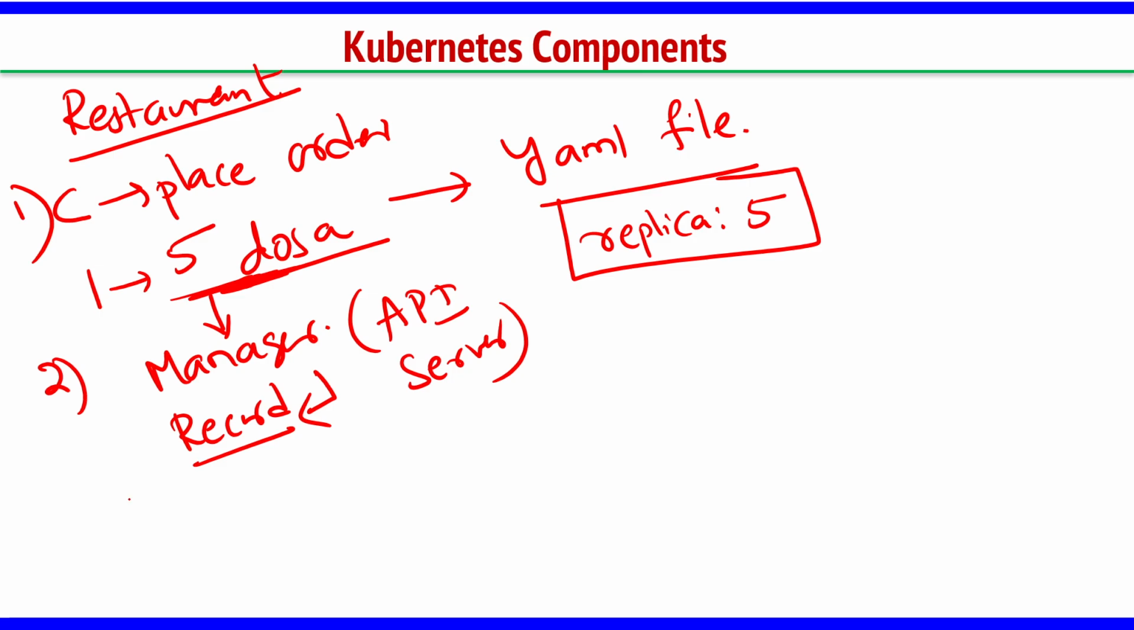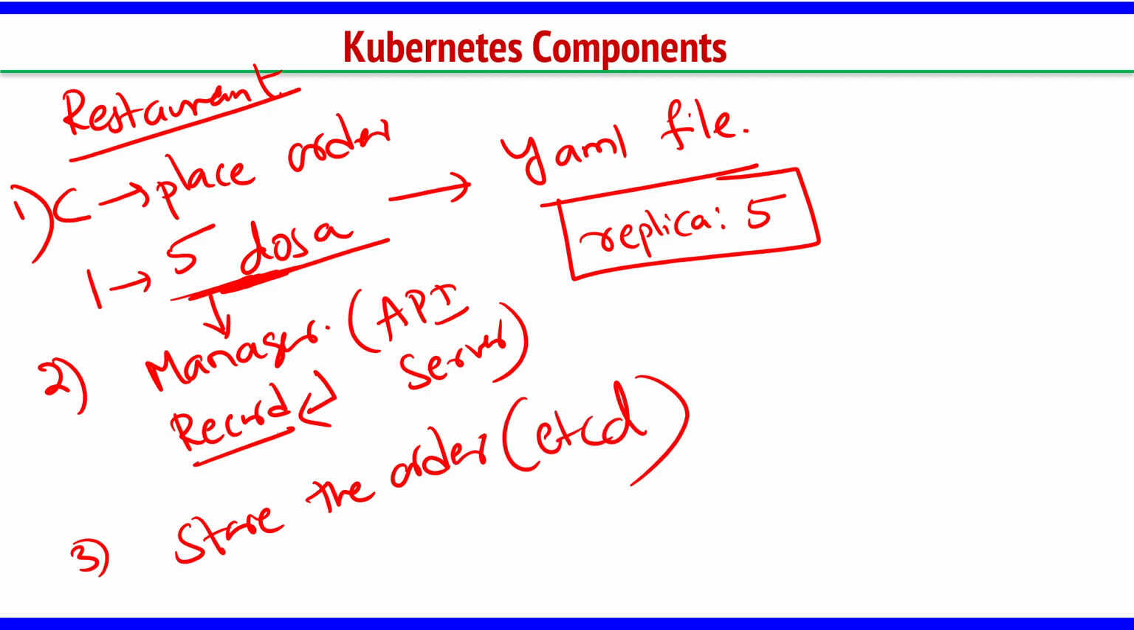Now after this, what happens? When I am recording this order, where is the order saved? You are giving an order to me, and the manager is taking that order. He feeds it into a tab or a mobile phone where he loads the data. Whatever you are ordering, he takes care of. So where is the data stored? The third step is to store the order. This data is stored in etcd.